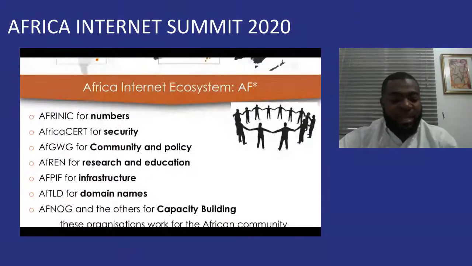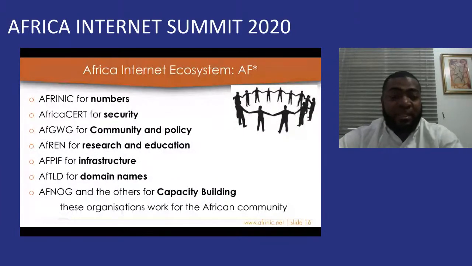Now let's focus on the Africa internet ecosystem. The Africa internet ecosystem is made up of organizations that we call AF-STARS. During the AIS meeting, we are going to have a day dedicated to AF-STARS. AF-STARS are basically organizations whose names start with AF. So you see most of them start with AF.